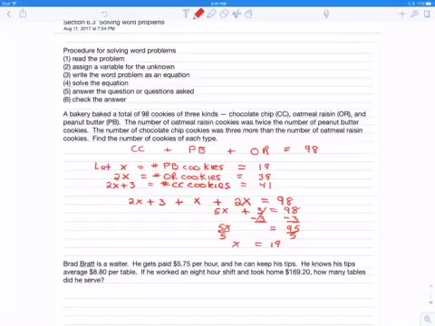All right, now to see if it makes sense, the number of peanut butter cookies plus oatmeal raisin cookies plus chocolate chip cookies should add up to 98. It does.